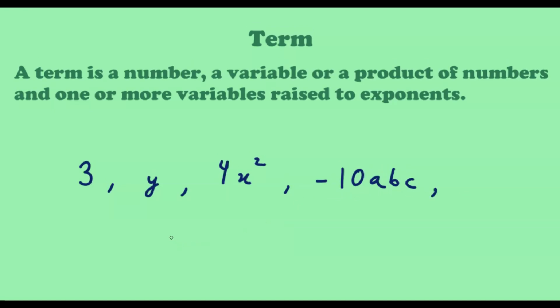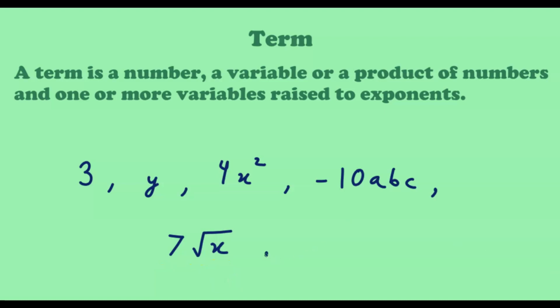Another example of a term will be 7 times the square root of x. Here we have the product of a number and a variable raised to an exponent. Now, square root over x is indeed a variable raised to an exponent because we can write the square root of x as x to the power of half. So 7 times root over x is also a term.